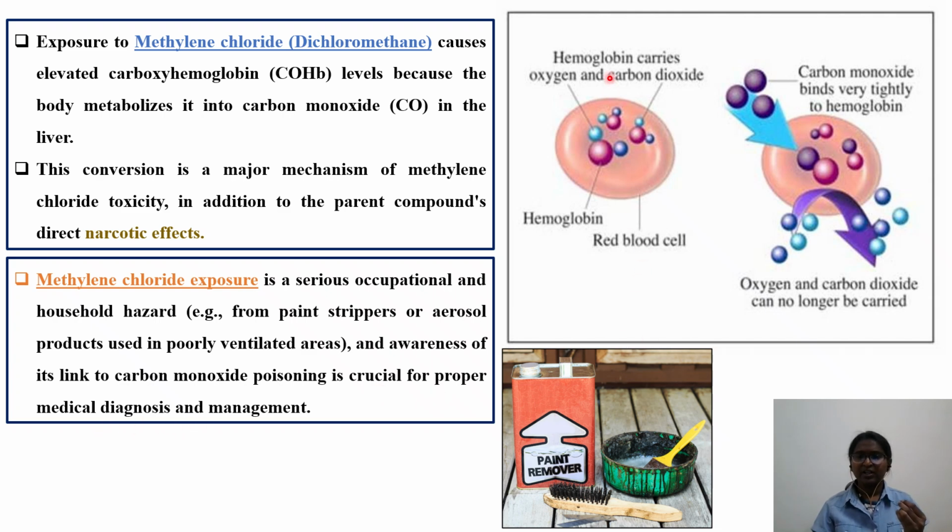So I told you, if you look into hemoglobin, it will carry both oxygen as well as carbon dioxide. Okay, now what is happening? This is your hemoglobin and this is your RBC, this is your oxygen and this is your carbon dioxide.